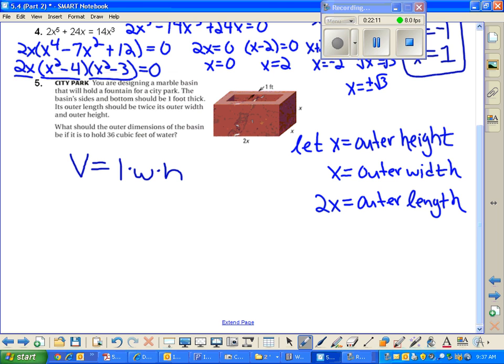Okay, so after you've assigned your variables, we write a verbal model. Well, a verbal model is just basically the volume of a rectangular prism, volume of a box. How do I know that? See this right here? 36 cubic feet of water. Cubic feet, cubic inches, cubic yards, whatever. That's a measure of volume. So I have the formula for the volume of a box. Length times width times height. Now you start filling in for what you know so that you can solve for what you don't. What's V? Yes, and in this problem it is 36. Very good.